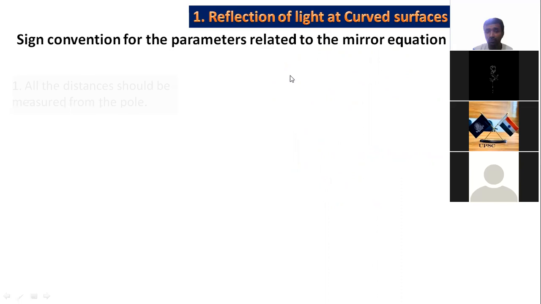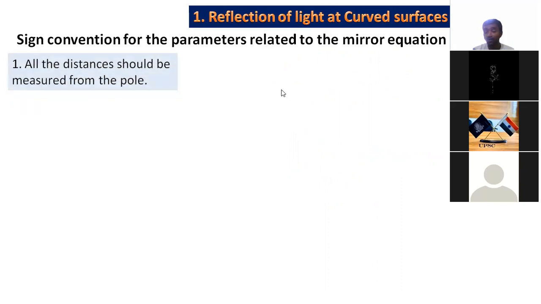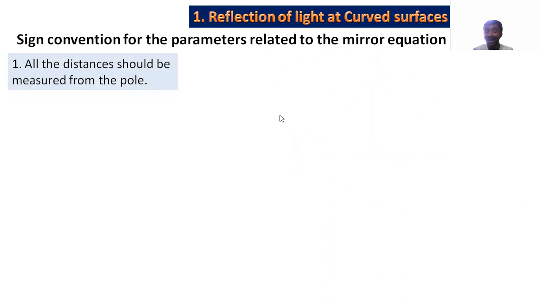So for that, we have three rules. The first rule is we have to start any measurement, it may be the object distance or radius of curvature or focal length or the image distance, horizontally on the principal axis, from the pole, right? Focal length, radius of curvature, object distance, image distance. We have to start from the pole. These four measurements, we are starting from the pole, right?